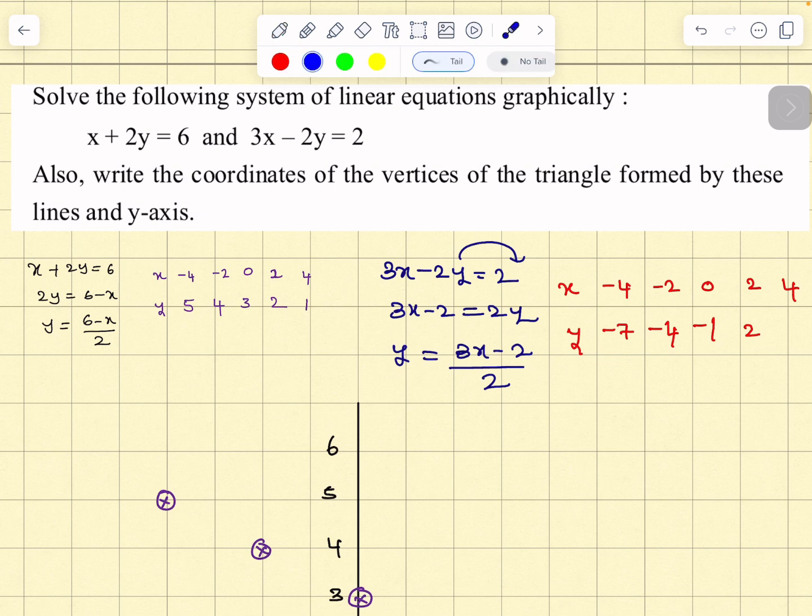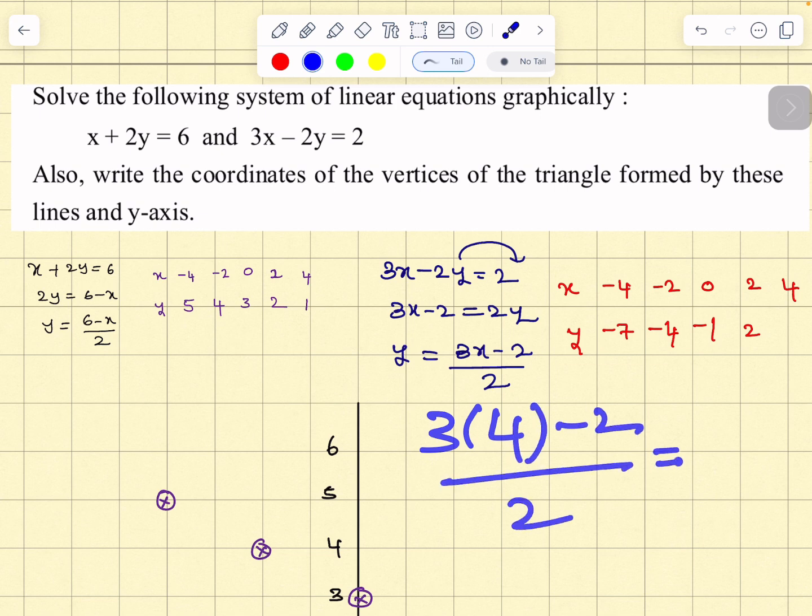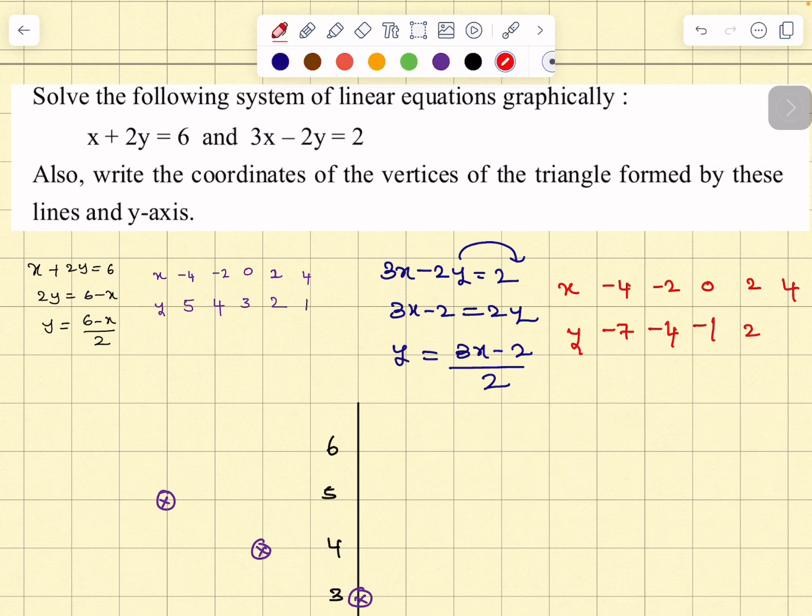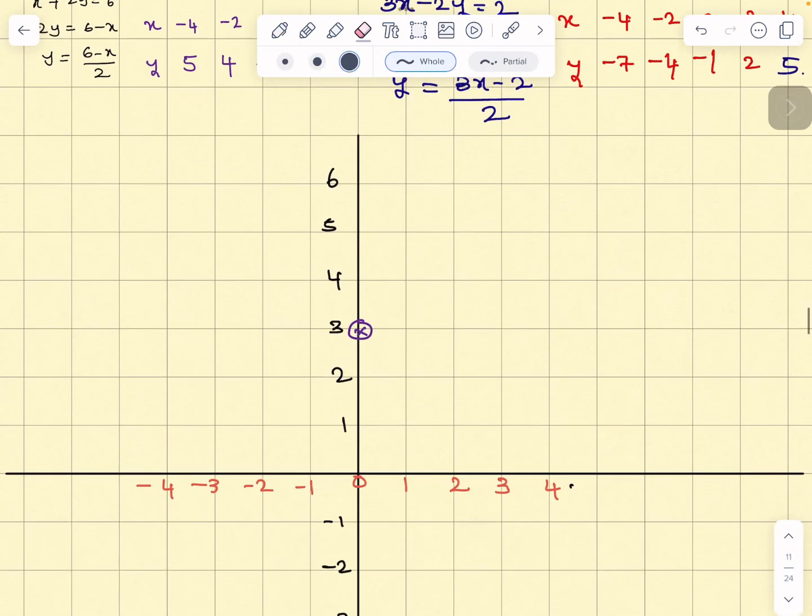Similarly, you find the next value also. When x value is 4, 3 into 4 is 12, 12 minus 2 is 10, so 10 by 2. 10 by 2 is how much here? 10 by 2 is equal to 5. Okay, so the value is 5. So you write here 5, this coordinate.